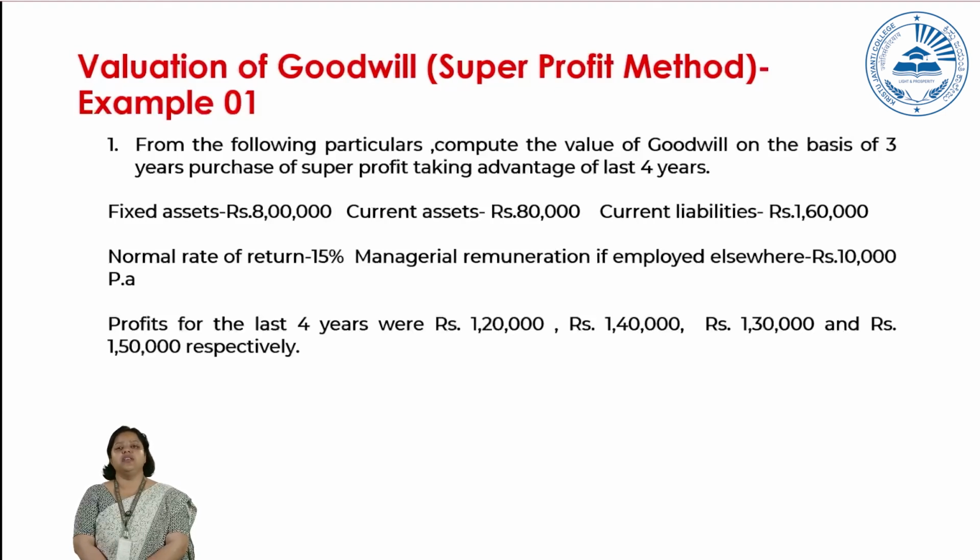So what is the meaning of that? The meaning of this line is that there is a manager's salary and they forgot to adjust it with the profit. As we know, manager's salary is an expense, so all the expenses we should minus from the profits. Here the 4 years' profit is given: 1,20,000, 1,40,000, 1,30,000 and 1,50,000. From all these profits we need to adjust the manager's salary or remuneration. Let's see how we can calculate the value of goodwill step by step.